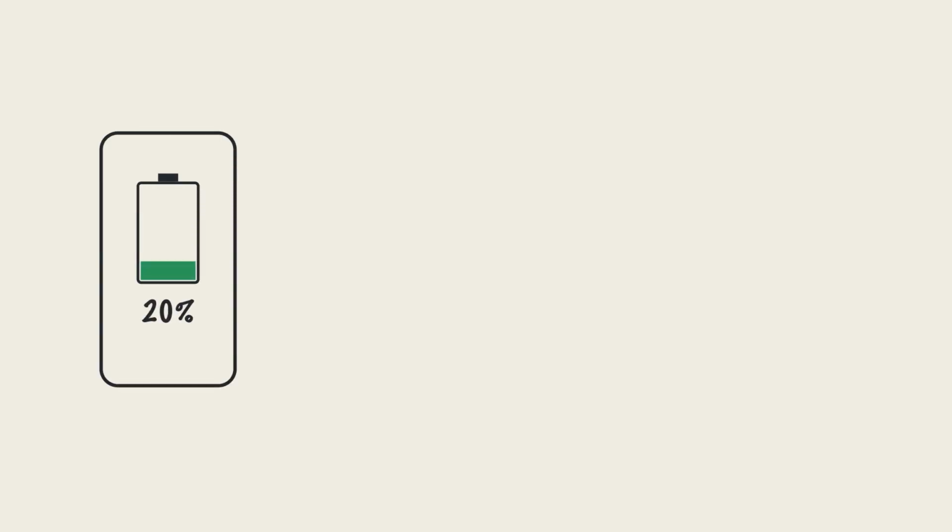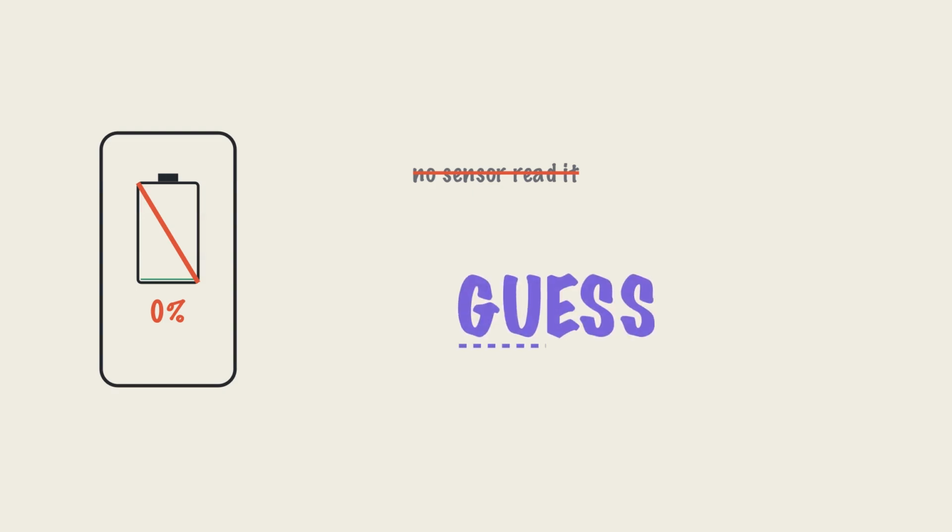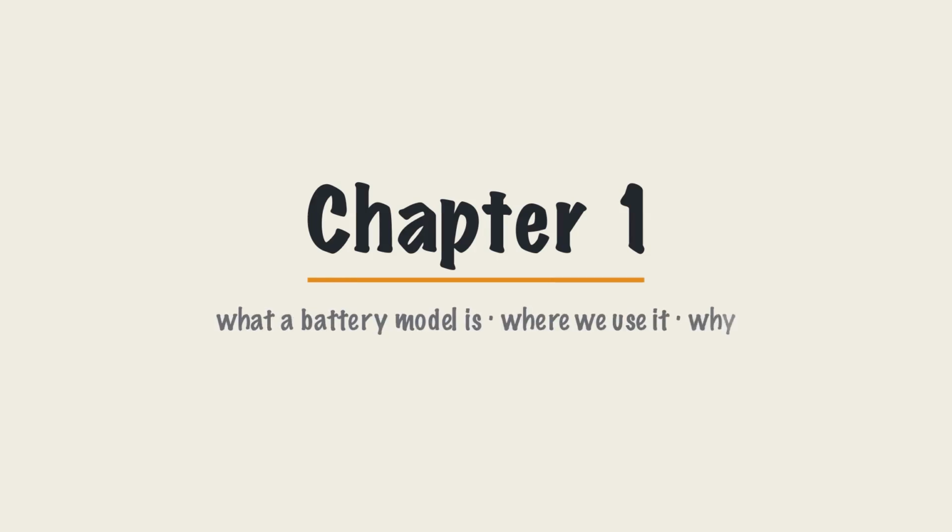Your phone says 20%. 10 minutes later, it is dead. Here is the strange part. No sensor in that phone ever measured 20%. That number is a guess. A careful estimate of something we cannot see. This is Chapter 1. What a battery model is, where we use it, and why.